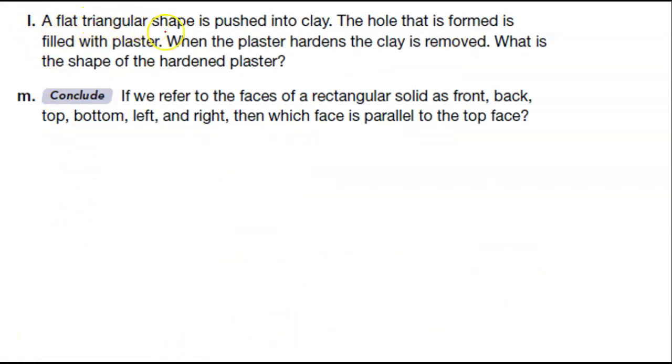A flat triangular shape is pushed into clay. Flat triangular shape. Okay. The hole that is formed is filled with plaster. When the plaster hardens, the clay is removed. What is the shape? It's going to be a triangular prism. And it says if we refer to the faces of a rectangular solid as front, back, top, bottom, left, right, which face is parallel to the top? That's going to be the bottom.